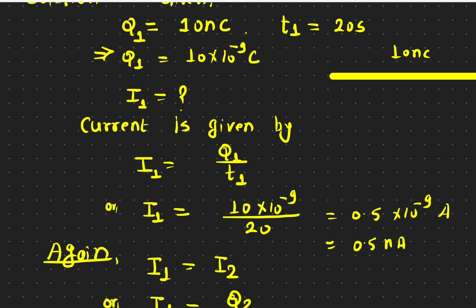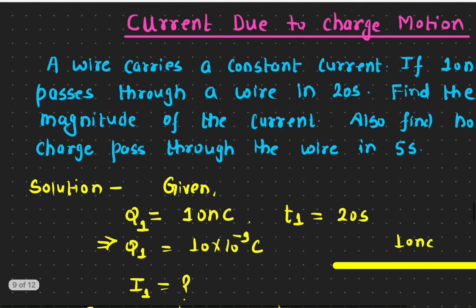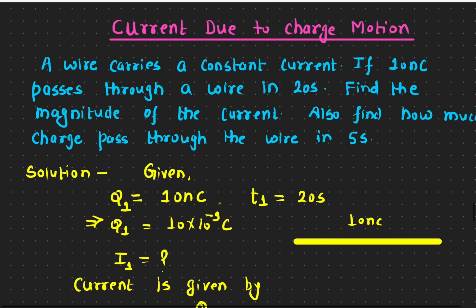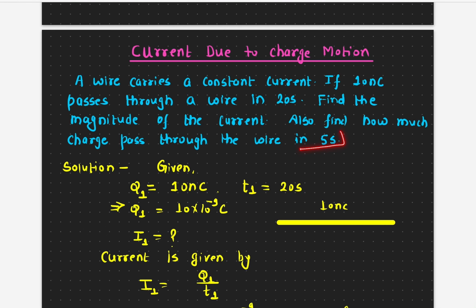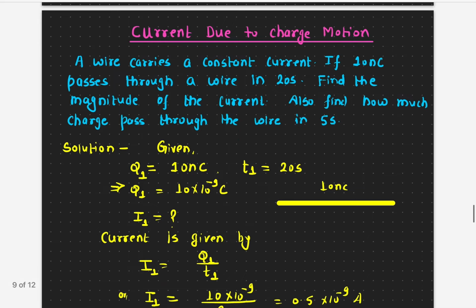That's a very, very tiny current. Okay, that's how we find out the current. But now what is asked here is how much charge will pass through the wire in 5 seconds. So we know in 20 seconds the charge passed is 10 nanocoulomb, and if the time is only 5 seconds, how much charge will pass through? You see, this time is 1/4. So if you divide by 4, it will be 2.5 nanocoulomb.